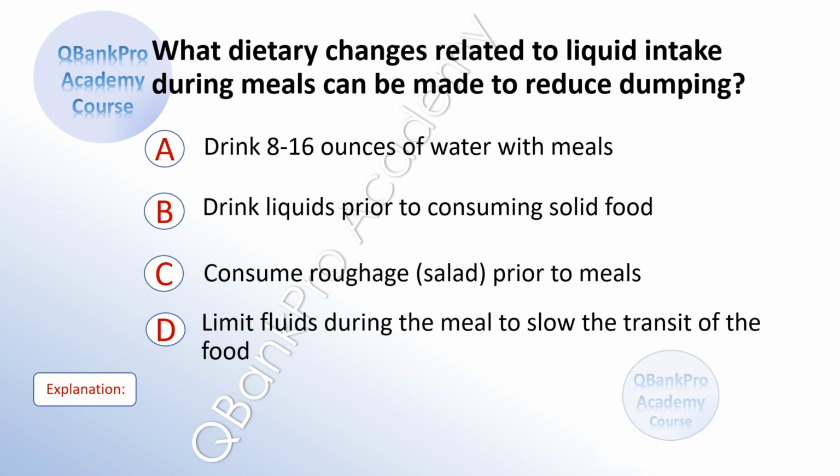What dietary changes related to liquid intake during meals can be made to reduce dumping? A. Drink 8 to 16 ounces of water with meals. B. Drink liquids prior to consuming solid food. C. Consume roughage salad prior to meals. D. Limit fluids during the meal to slow the transit of the food.